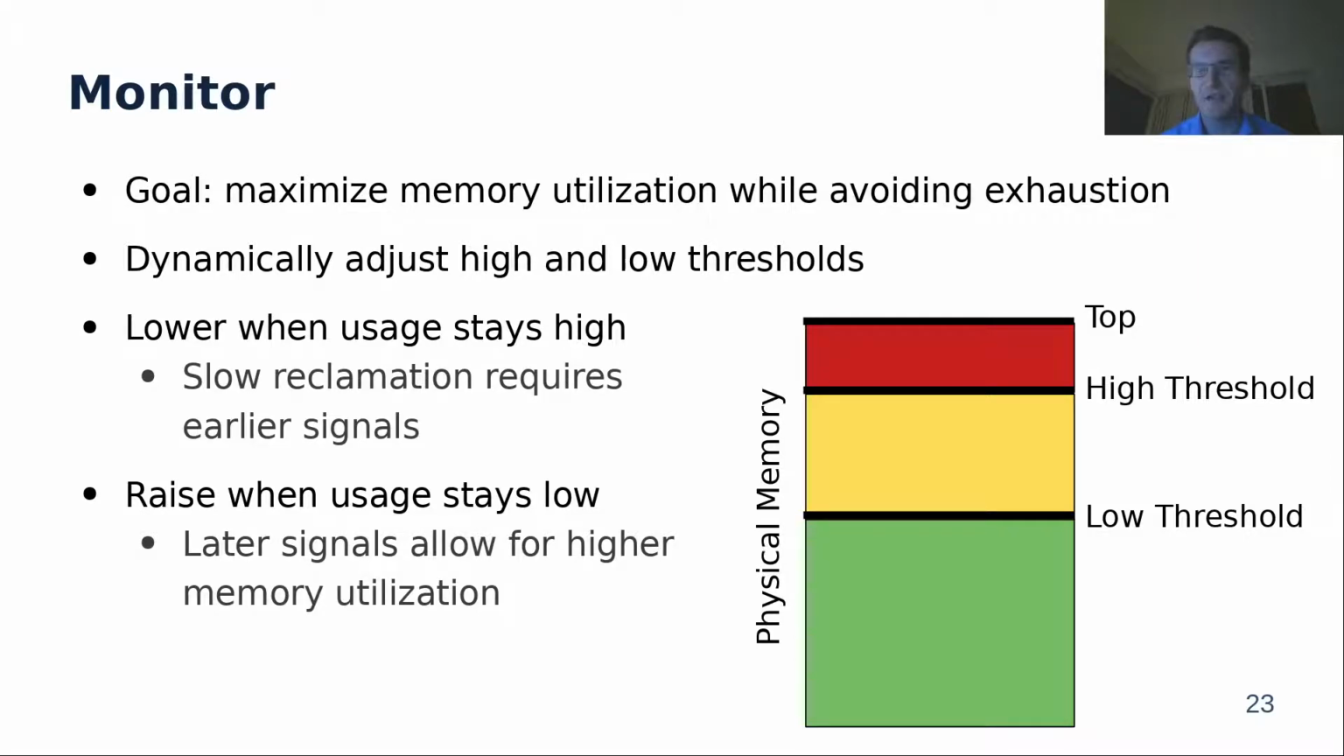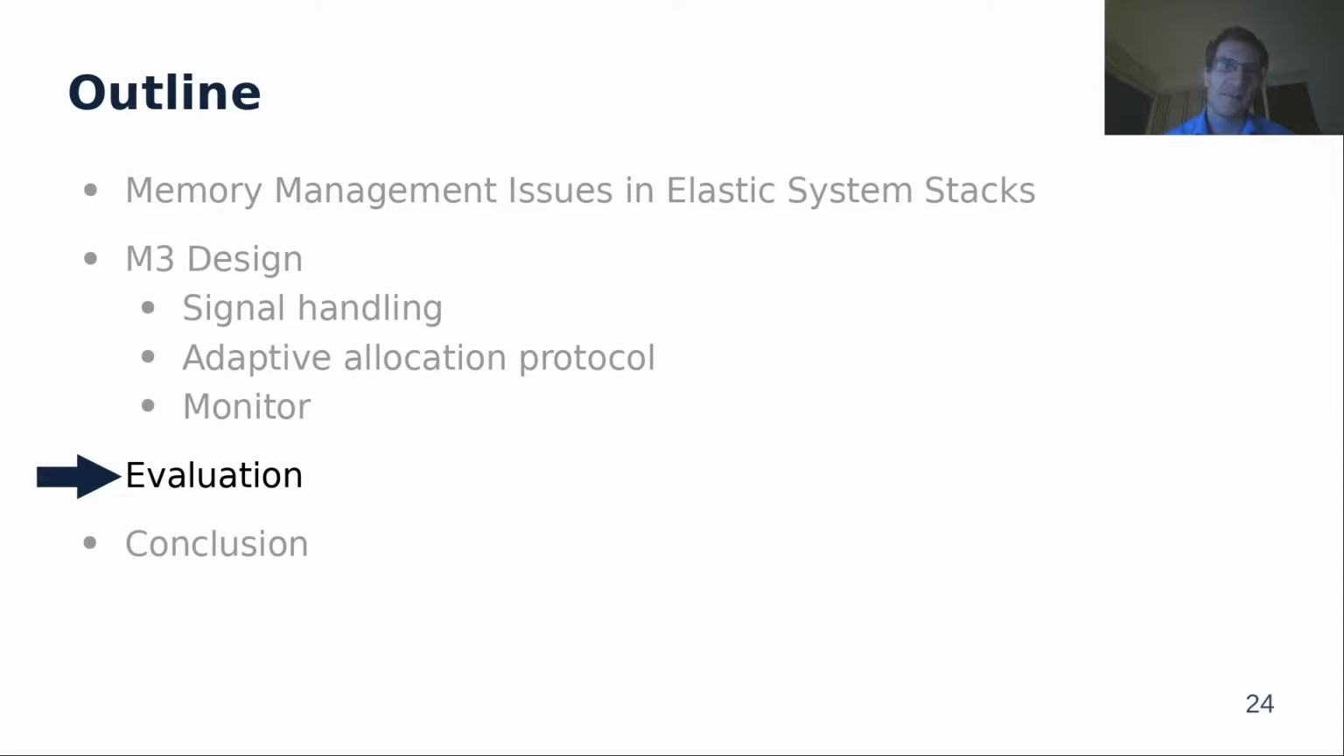To adjust the high threshold, we define a top of memory and adjust the threshold based on the time spent above and below this top. Now that we've seen M3's design, let's look at how it performs.